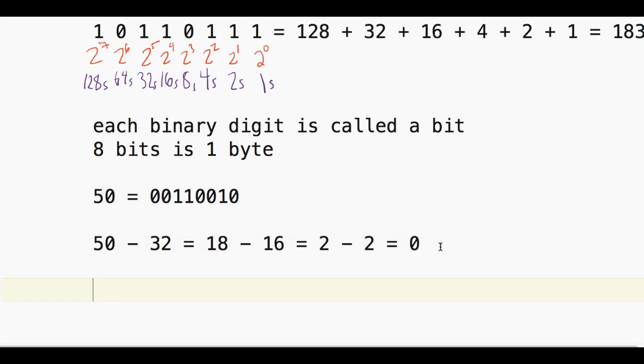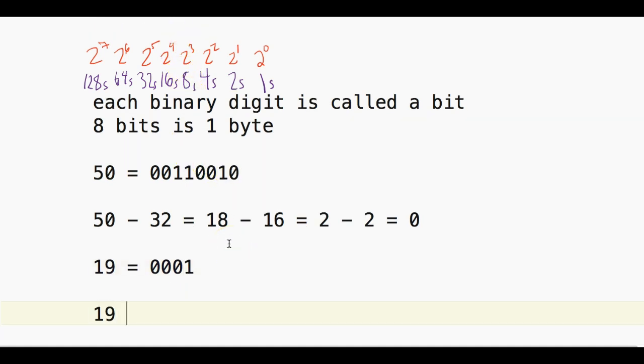Let's try one last one. Let's try the number 19. Well, 128, 64, those won't fit. A 16 will fit, so I've got 3 leading zeros. A 16 fits. And 19 minus 16 is going to give us 3. With 3 left over, I can have a 2 and a 1. So I've got no 8, no 4, but I'll have a 2 and a 1. So that is how you translate from binary to decimal and decimal back to binary.